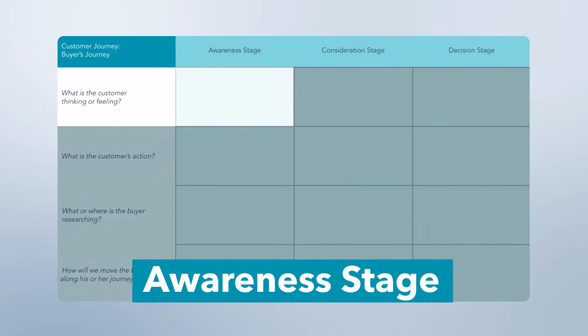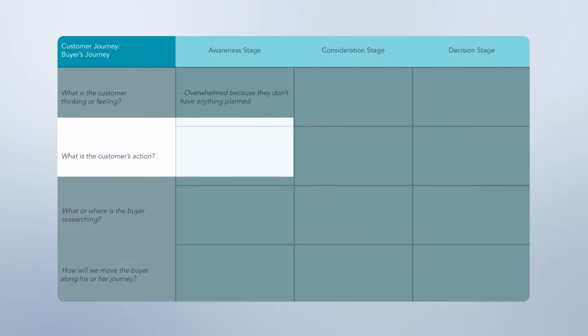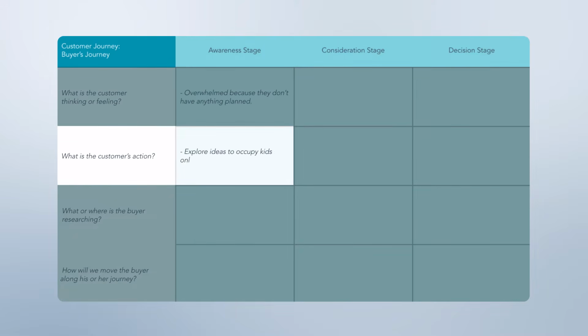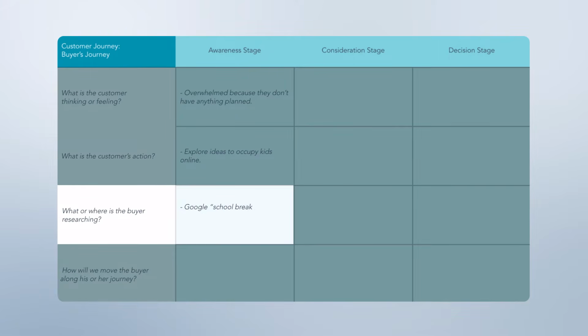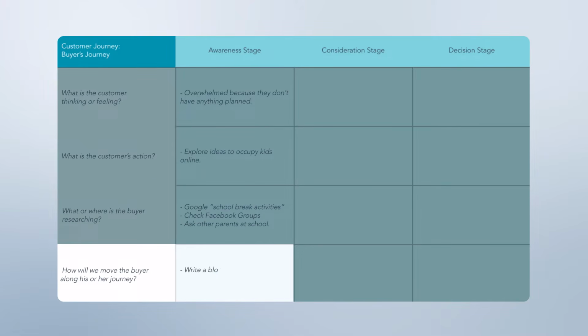Imagine your business offers soccer classes for young kids. And let's assume that our buyer persona is the parent of 2 elementary school kids. In the awareness stage of the customer journey, the buyer may be feeling overwhelmed because they don't have anything planned to entertain the kids during an upcoming school break. To come up with ideas, the parent will likely turn to the internet. Google is the obvious first stop, but they could also go to parenting groups on Facebook. To move the buyer along at this stage, you could create a blog post titled "What to Do with Kids During School Breaks."